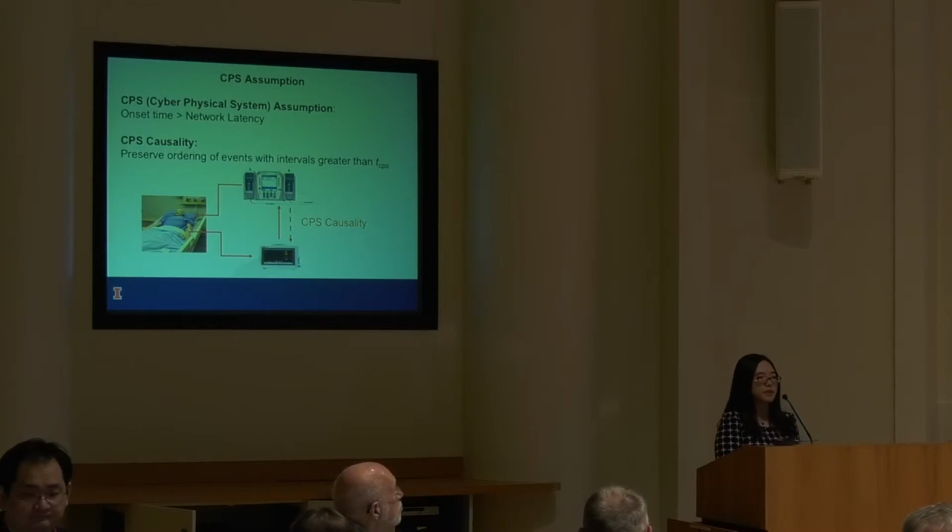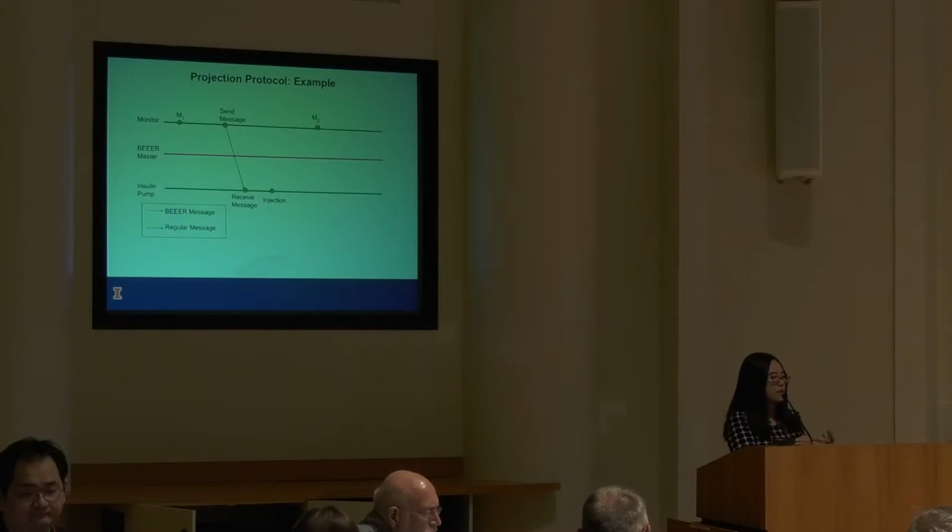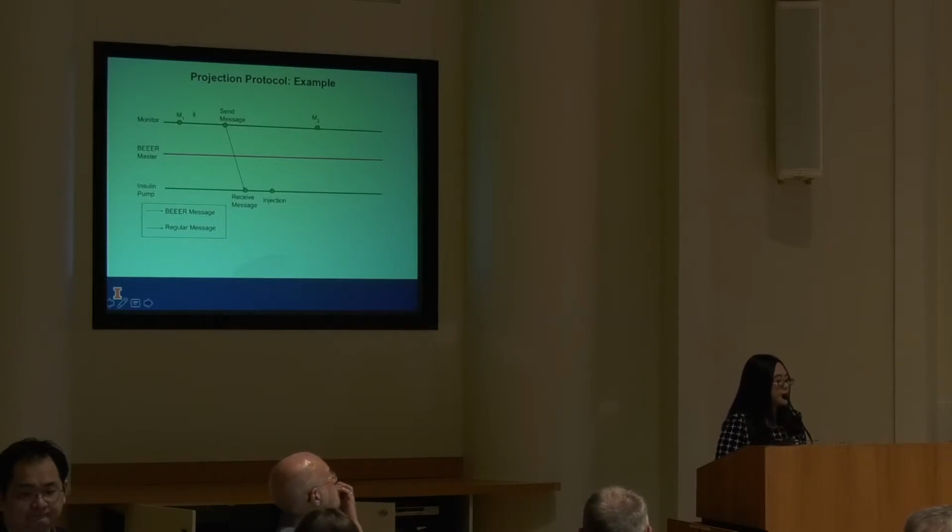So how do we preserve this causality? Let's look at an event graph for the insulin pump example. We have the monitor that's taking measurements from the patient, and we have the insulin pump that injects insulin into the patient. M1 represents the first measurement of the monitor. After this measurement, the monitor sends a message to the insulin pump, and upon receiving this message, the insulin pump injects insulin into the patient. This injection causes the monitor's measurement to change after a few minutes. So this is the second measurement, M2.